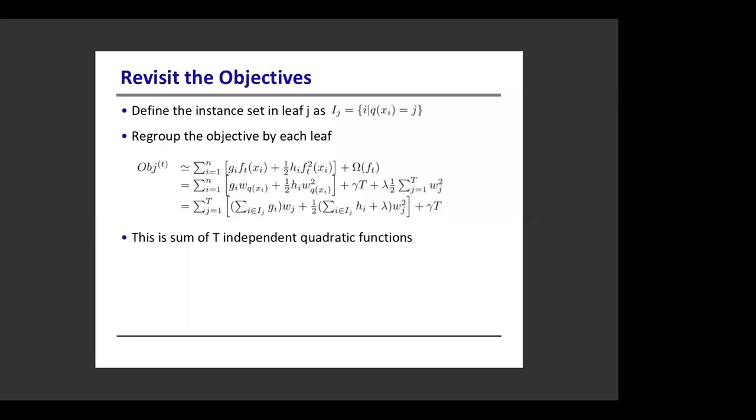T is the total number of leaves. And w_j is the weight in each leaf, and there are a total of T leaves. So we are summing up the weights in each of the leaves.